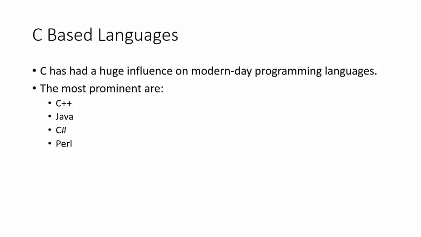C has had a huge influence on modern-day programming languages, the most prominent being C++, Java, C#, and Perl, and some other languages. Most of these languages have been designed and developed using the C language. Okay.